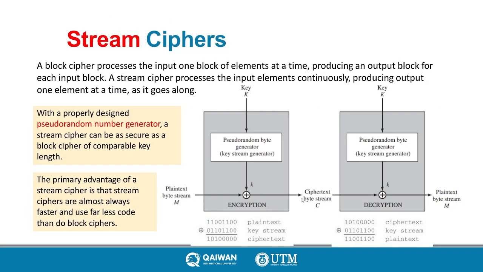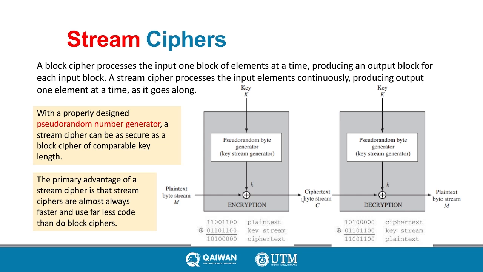Now, stream cipher. A block cipher processes the input one block element at a time, producing an output block for each input block. A stream cipher processes input elements continuously. In other words, the stream cipher will not encrypt a block and send it, then another block and send it. This one processes an element continuously, producing the output an element at a time as it goes along.